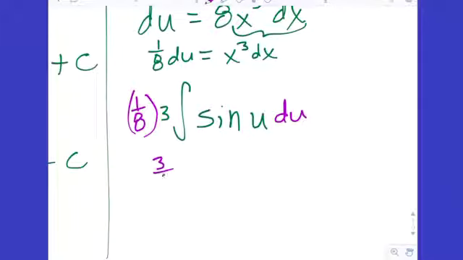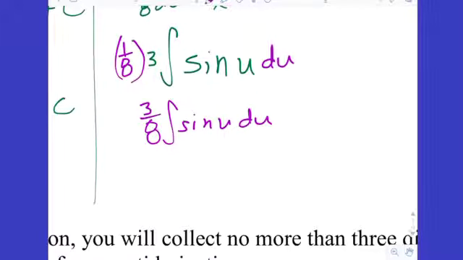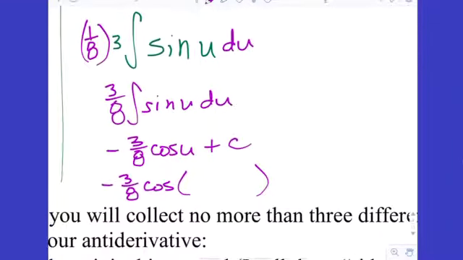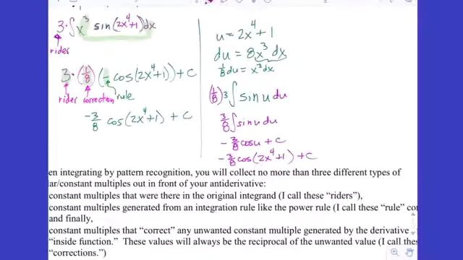And now if you simplify, you end up with 3/8 sine of u du. And again, what u substitution does is it takes away the product nature and turns it into a single function integrand. What's the antiderivative of sine of u? Negative cosine. So you get negative 3/8 cosine of u plus c. And then the last thing you do in u sub is you replace u with what u is. And in this case, u was 2x to the fourth plus 1, and then plus c. And that's the same answer we get.